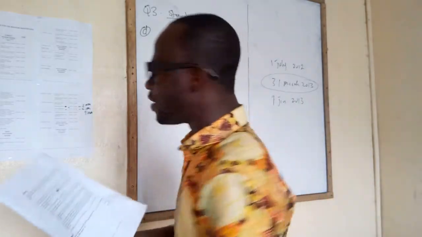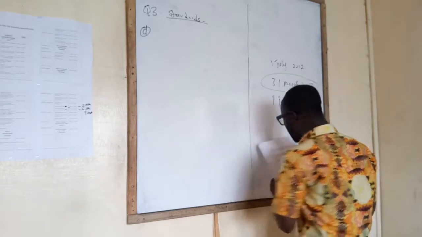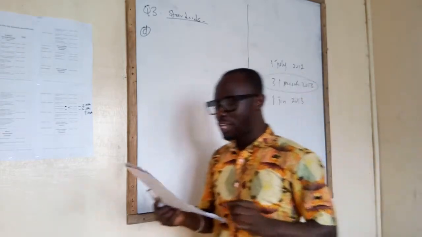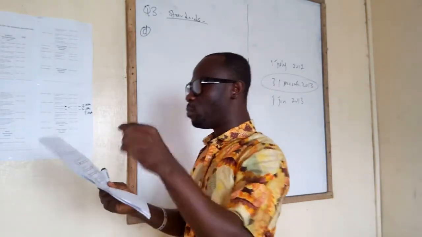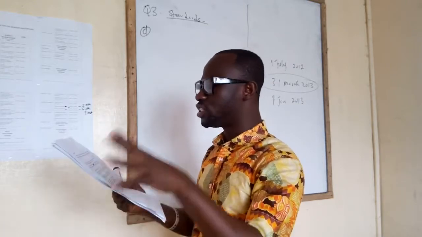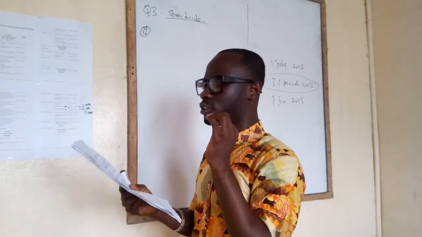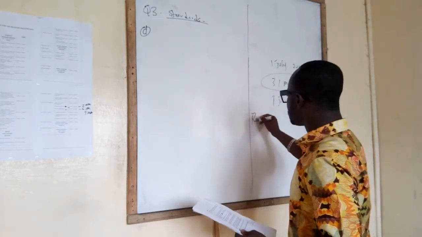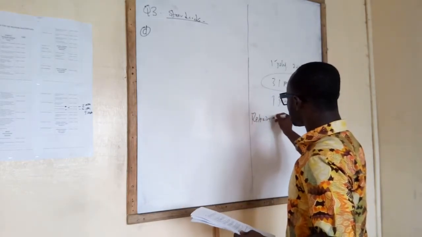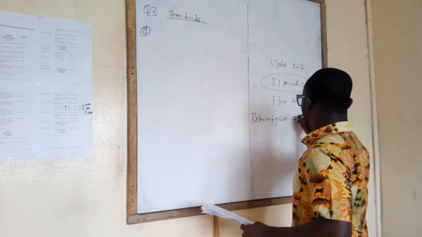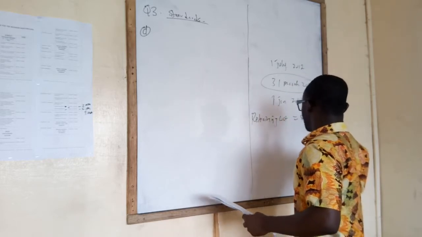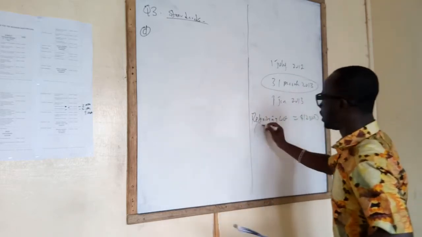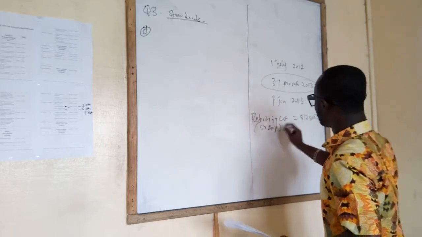So let's see what the directors said. Number one, they said 50 of the employees will be retrained and deployed to other subsidiaries within the group at a cost of 125,000. Okay, so retraining cost is 125,000. That is for 50 employees. Make sense? First thing.